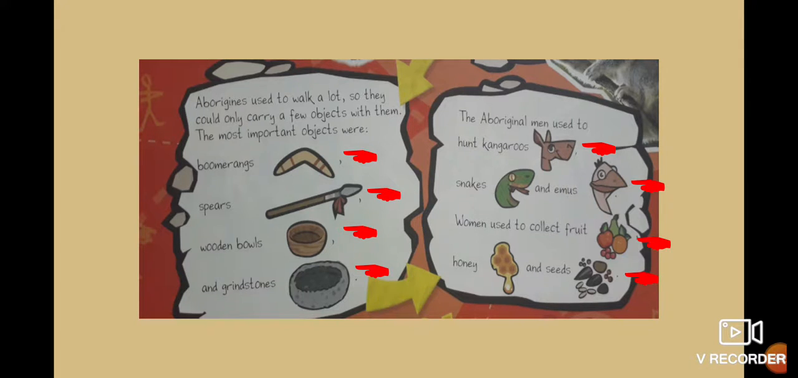Let's make a review. The Aborigines means the first, and they went to Australia 40,000 years ago. For that reason, we call them the first. And Aborigines used to walk a lot, long distances, and they used different objects like boomerangs, spears, wooden bowls, and greenstones. Also, the Aborigines used to hunt kangaroos, snakes, and emus. Women used to collect fruit, honey and seeds for preparing food. Remember, what you can prepare with this could be a salad, and it was an interesting food.